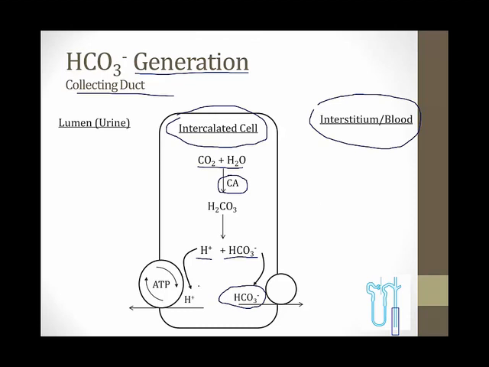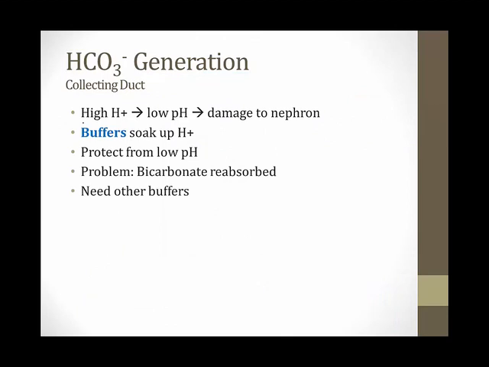Note also that this process generates a proton. In other words, it generates acid. That proton must be excreted in the urine. If it were not excreted, it could recombine with the bicarbonate and negate this entire process. Because the generation of new bicarb creates protons, it leads to a high concentration of protons in the urine. This can lower the pH, and if the pH gets low enough, it can damage the nephron. For this reason, the urine needs buffers which can soak up the H+ and protect the nephron from low pH.